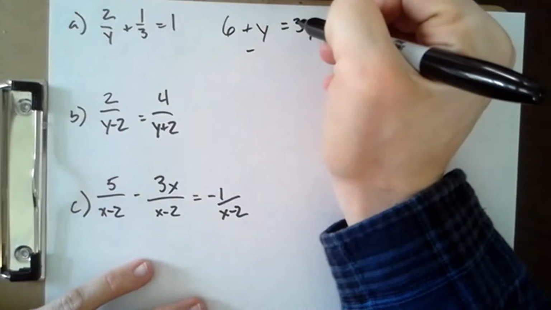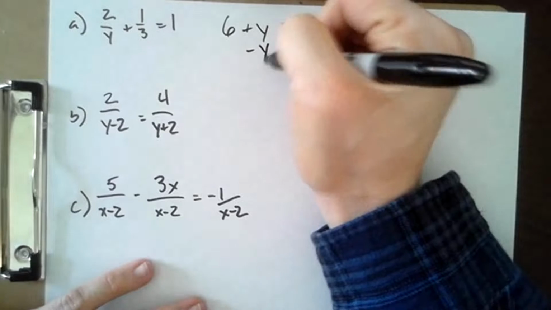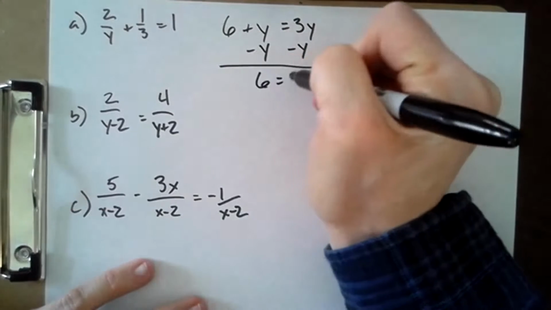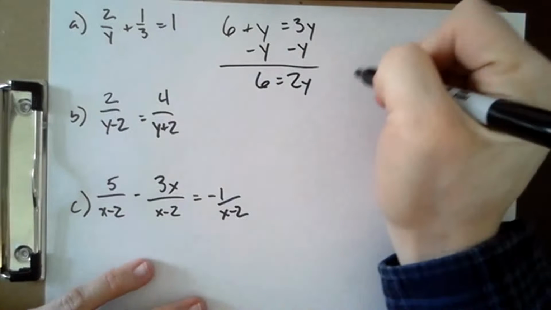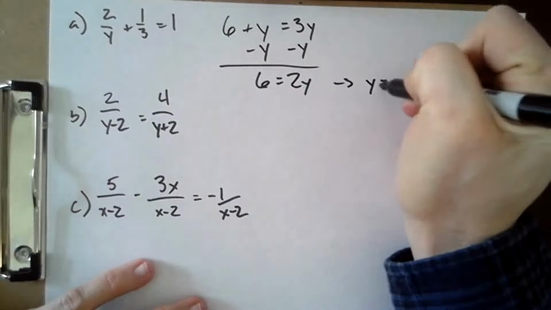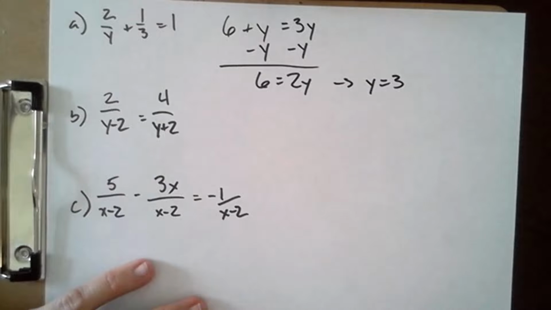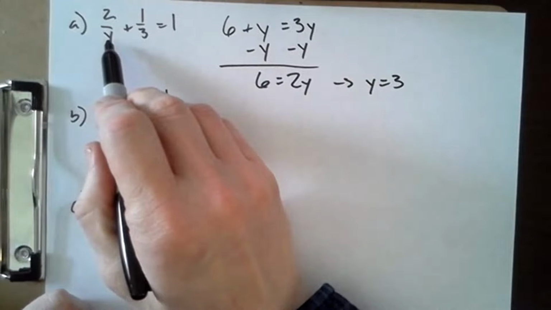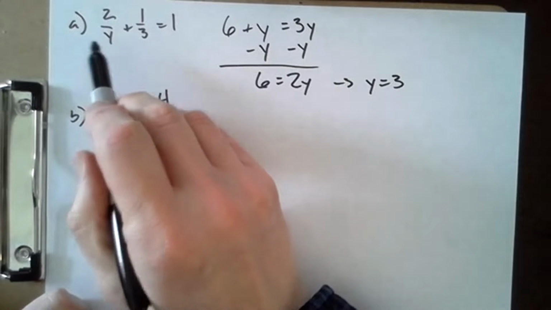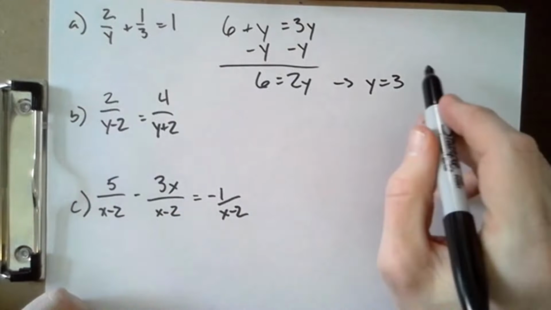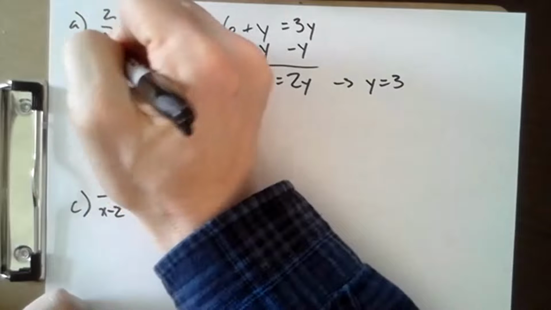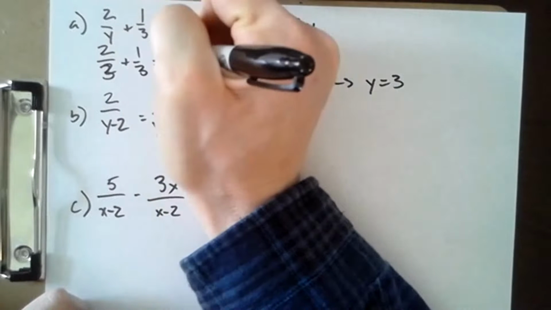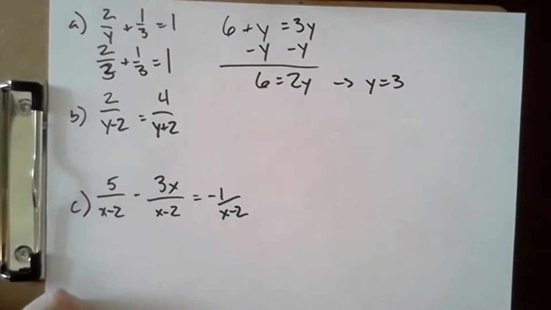Okay, so now I'm going to subtract y from both sides and get 6 equals 2y. So then y equals 3 is our solution. Our only excluded value would be 0, so we don't have to worry about that. We plug in y here, and we see that 2/3 plus 1/3 is indeed equal to 1.